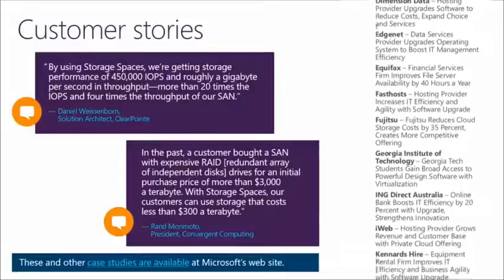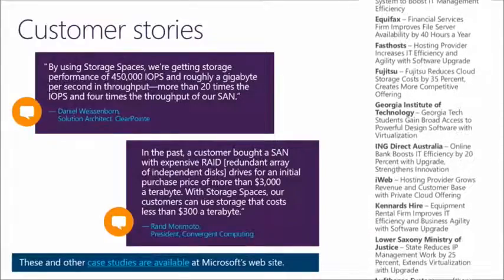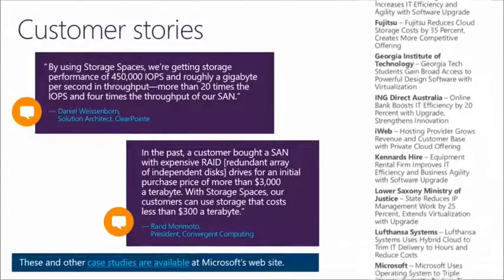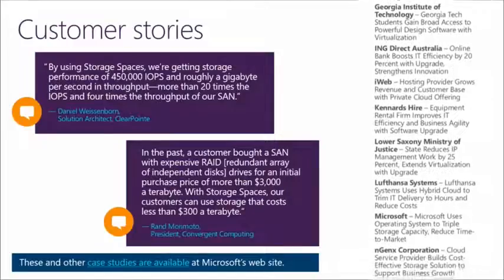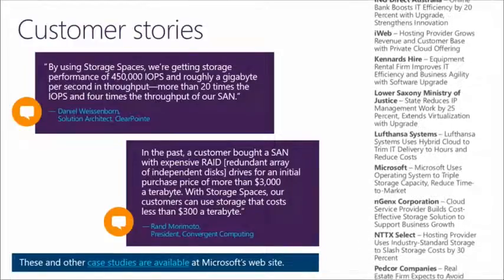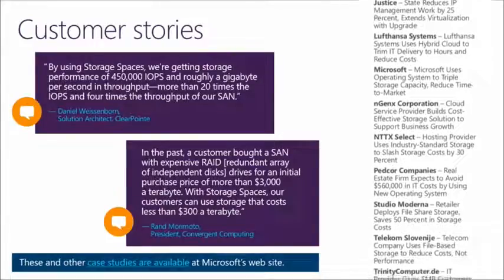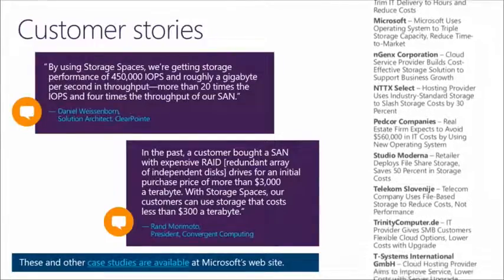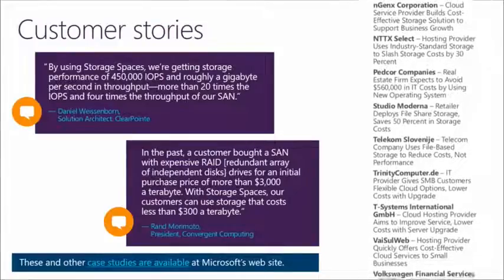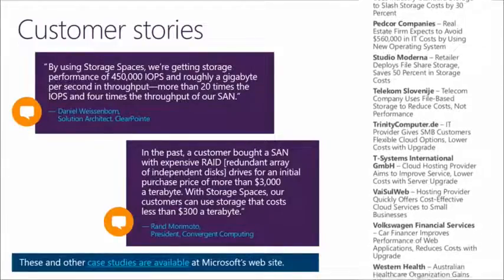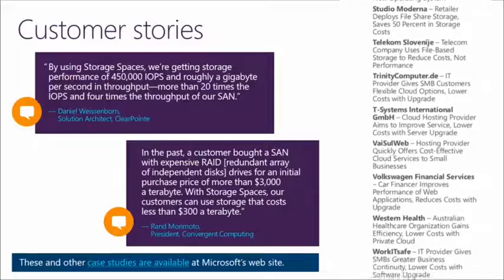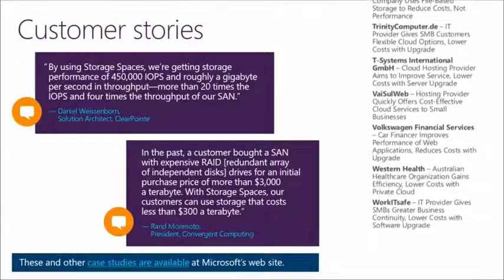Now, if you think about who's doing this, Corey's obviously doing it. There are lots of organizations out there, and you can see some of the customer stories that we've got links to in the slides. We're getting storage performance of 450,000 IOPS and roughly a gigabyte per second in throughput, more than 20 times the IOPS and 4 times the throughput of their SAN. Obviously, they may have been replacing an older SAN, but that's not to say Storage Spaces can't deliver that high level of performance. And in the past, the cost per terabyte dropped significantly, from $3,000 to $300, and those are just 2 examples.